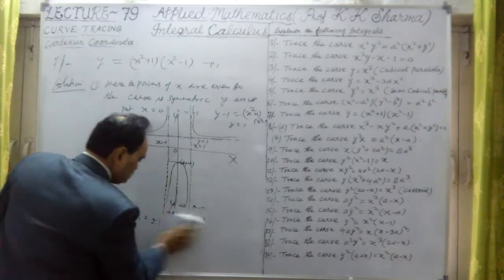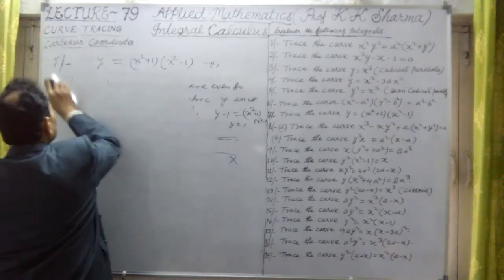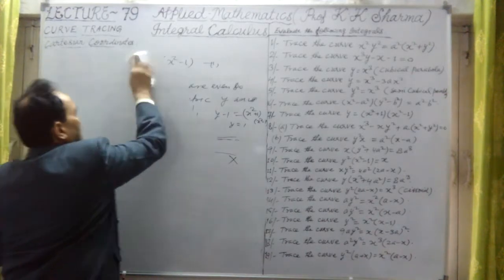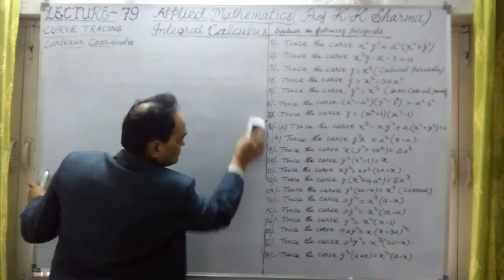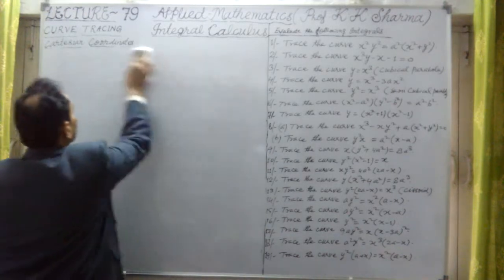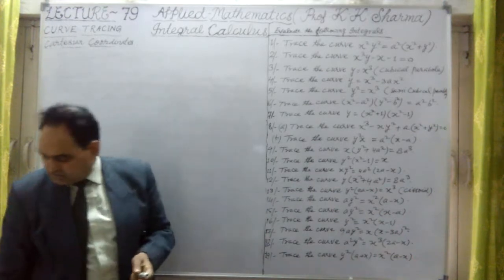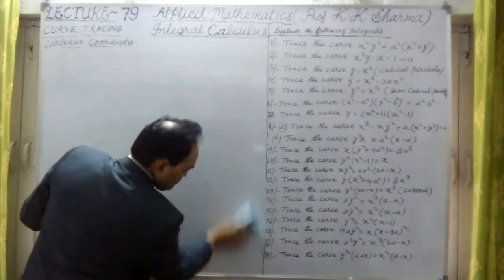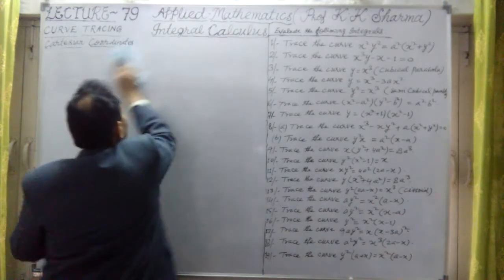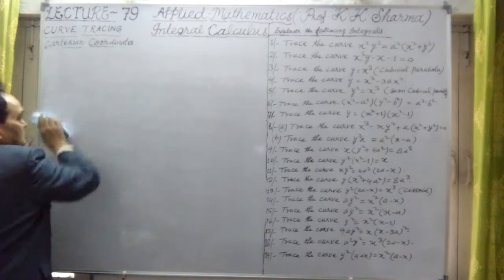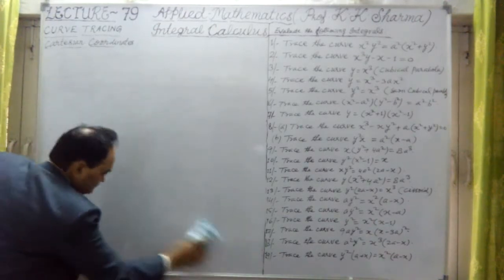Let me take question number 8A. 8A and 8B are both of a similar type, but let me find the difference between them. So question number 8A, and then question number 8B we will discuss. But before that, now question number 8A, what is the question? What is the tracing of this curve? Let me trace that.